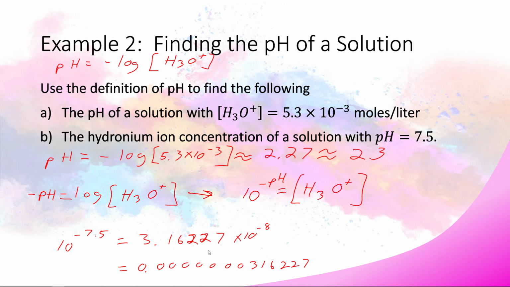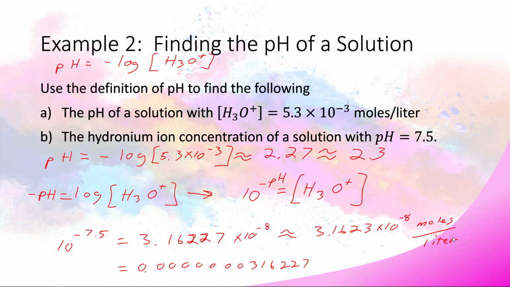Now, typically we will want this to be accurate to the 4th decimal place, since we are actually looking for a concentration and not a pH. So notice my 5th decimal place is 7. So this would approximate to 3.1623 times 10 to the negative 8th. And our units would be moles per liter.